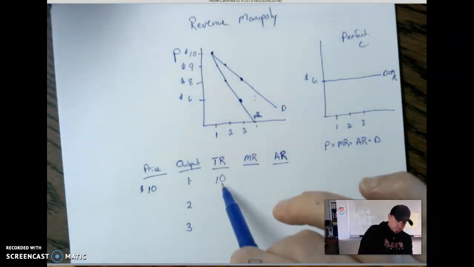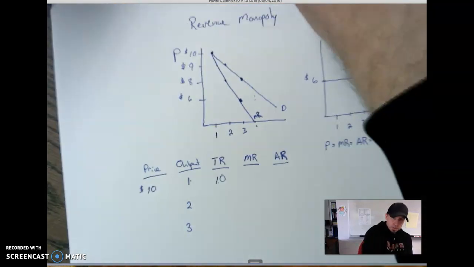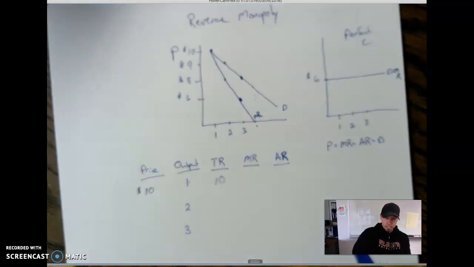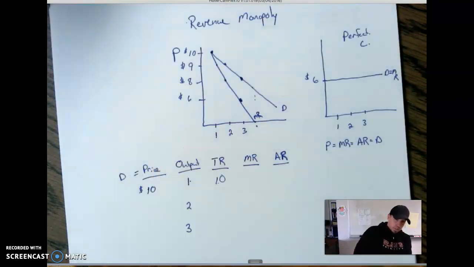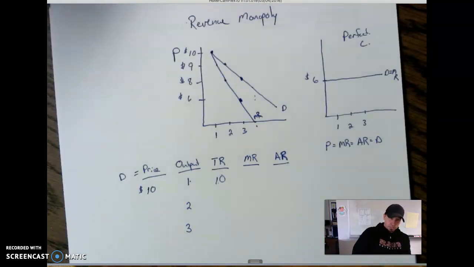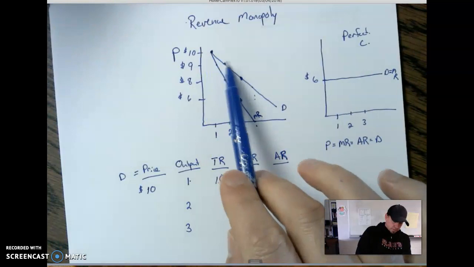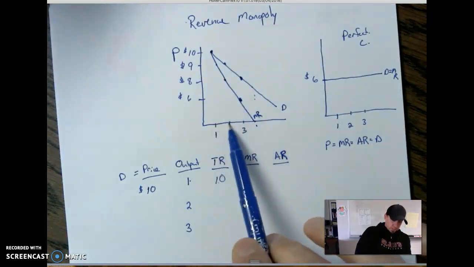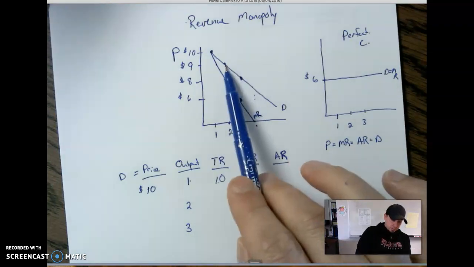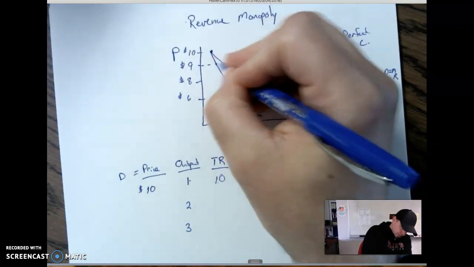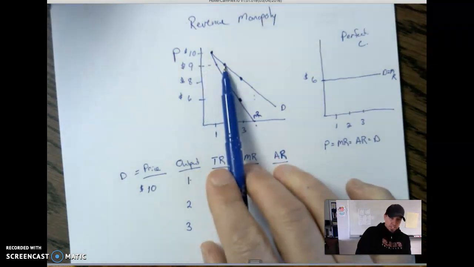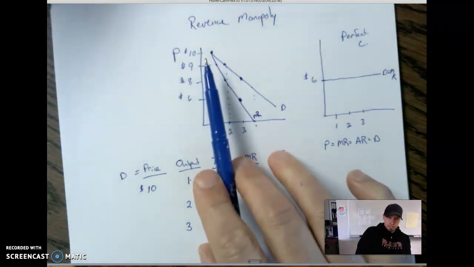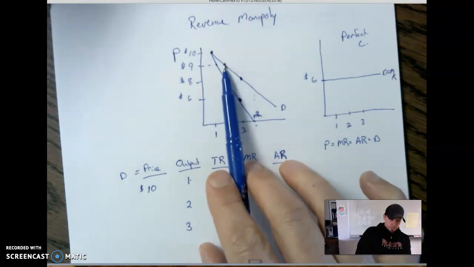Total revenue is 10. The important thing to remember, which is going to hold constant through all of these things we look at, is that price is always equal to the demand curve. You're always going to find market price on the demand curve. So if I'm going to sell this second unit, I have to lower the price to $9 in order to sell it. I can't sell two at 10. I have to lower both of them to a price of $9.